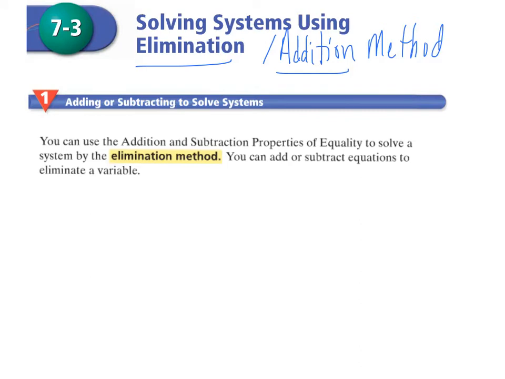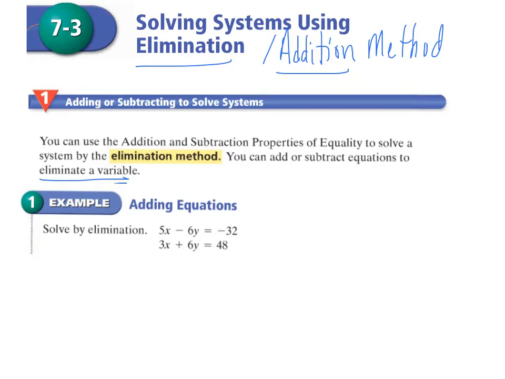When adding or subtracting to solve systems, you can use the addition and subtraction properties of equality to solve a system by the elimination method. You can add or subtract to eliminate a variable. That's important. The whole goal of doing this is eliminating a variable. So example number 1, we're going to just combine these two terms together. Now I'm actually going to rewrite them because to me it's too small.